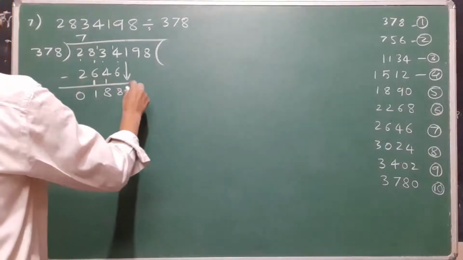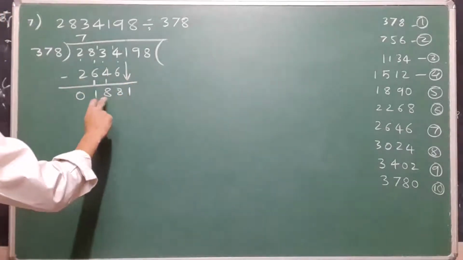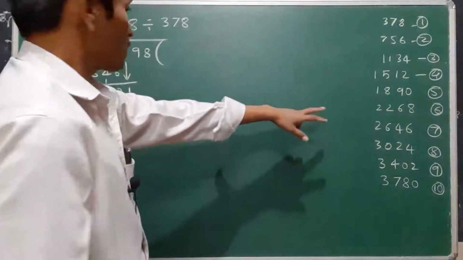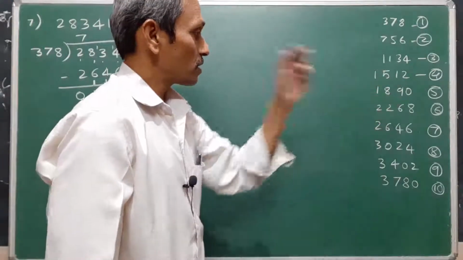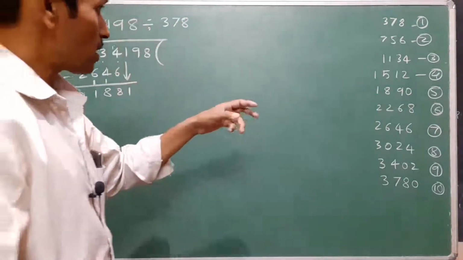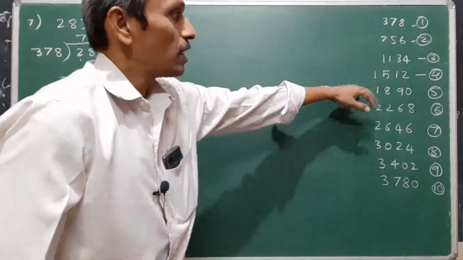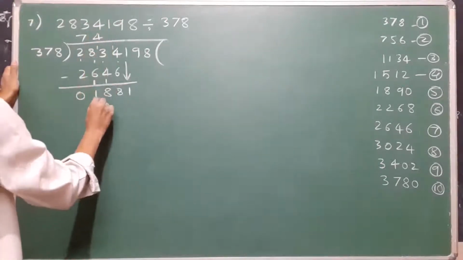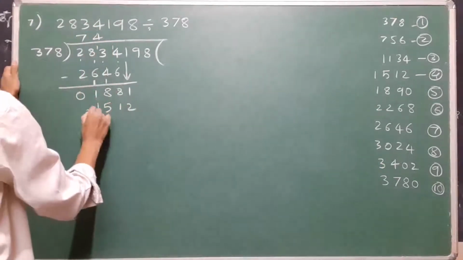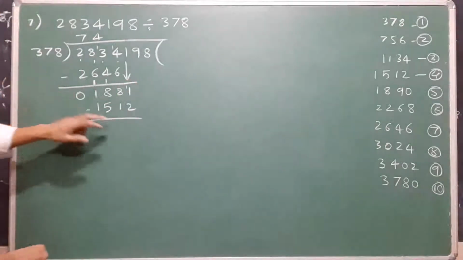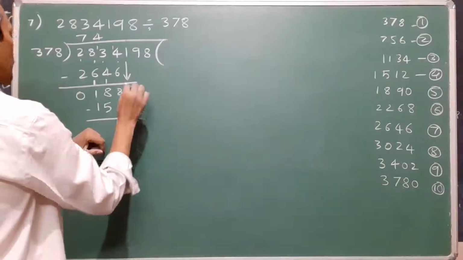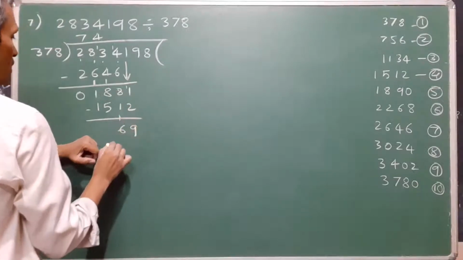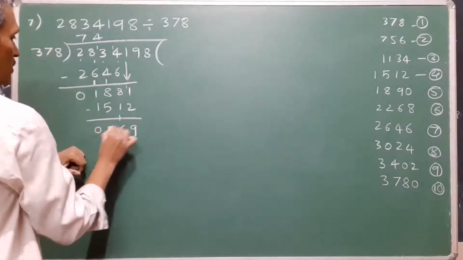Now once again search for 1881 in the table of 378. 1890 is there. 1890 is greater, so less than 1881 is 1512, that is 378 fours are 1512, and once again subtract this one from the given number. So 11 minus 2 is 9. This one is 6. This one is 3, 0.